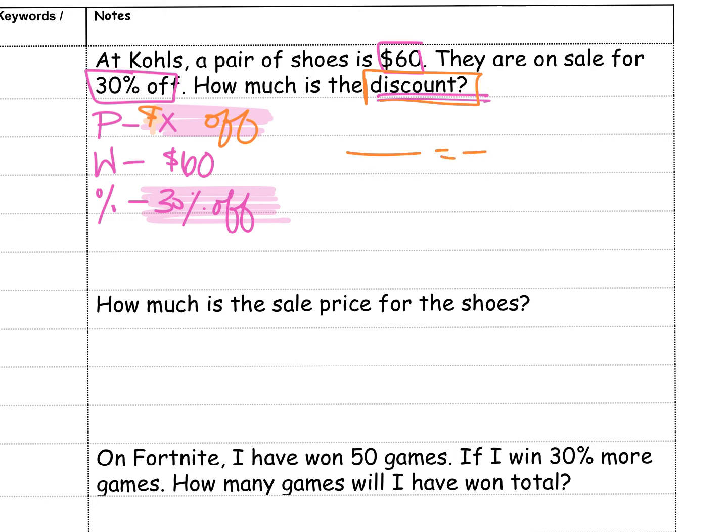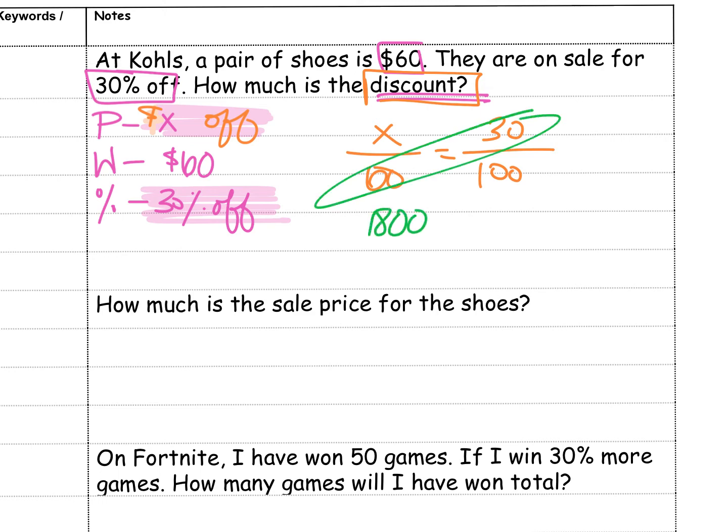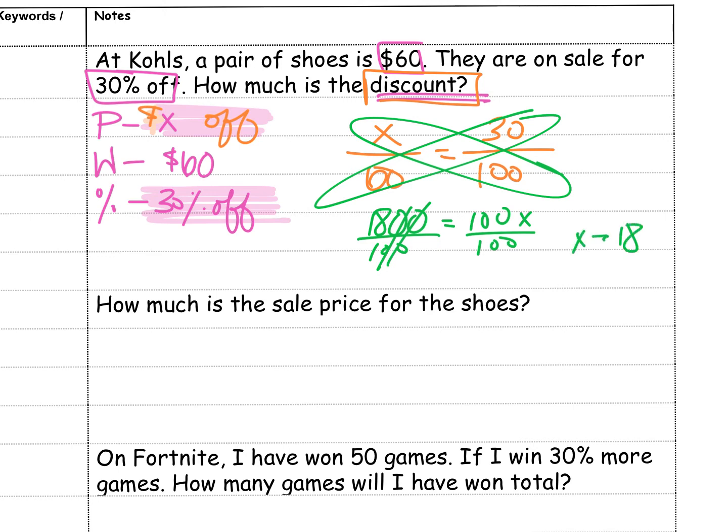So I'm going to set up my proportion. So we have part over whole equals percent over 100. We cross multiply. 3 times 6 is 18 with my zeros equals 100x divided by 100. I have my zeros cancel and I end up with just x equals $18. That is my discount. So I get $18 off the shoes.